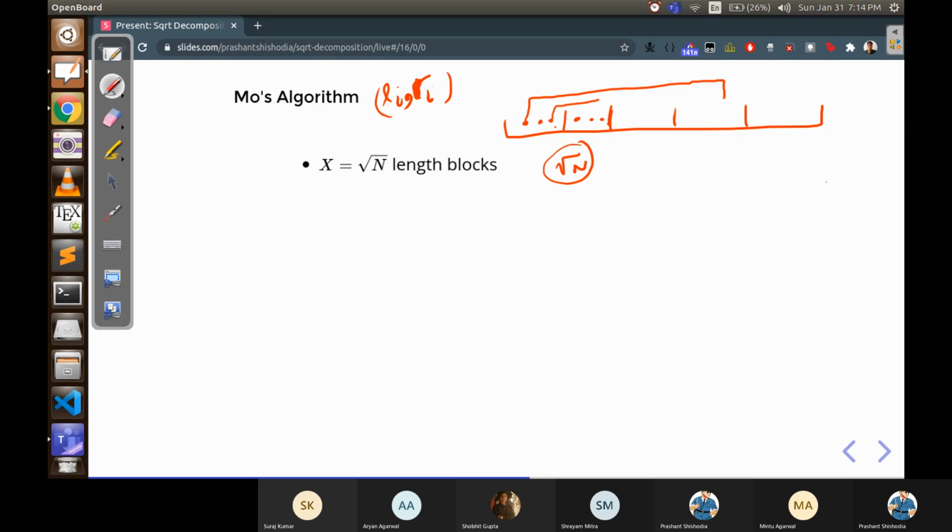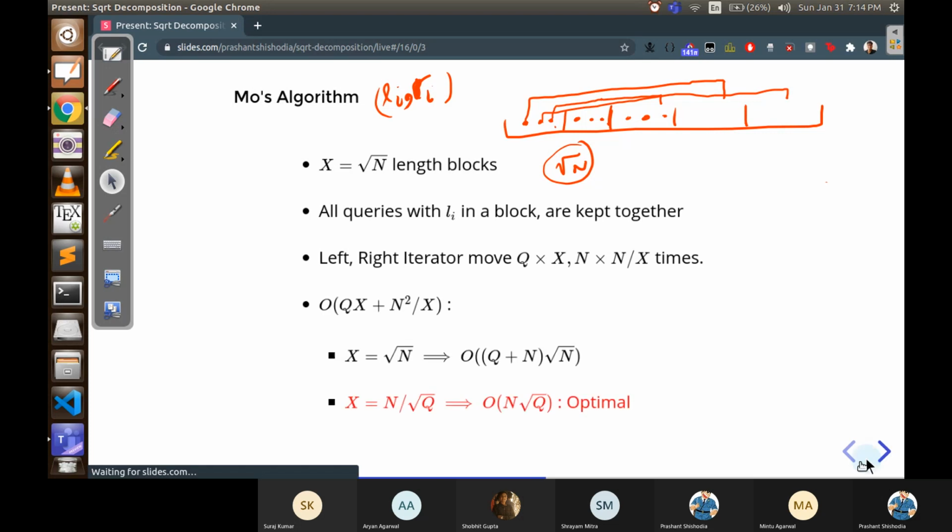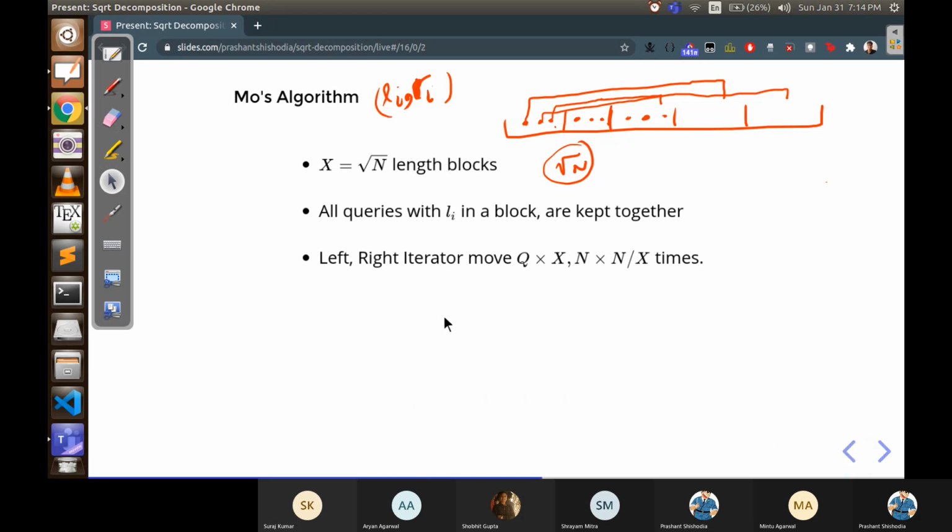Like this. So I'll just sort them by the block they lie in. So all queries with li lying in a block are kept together.